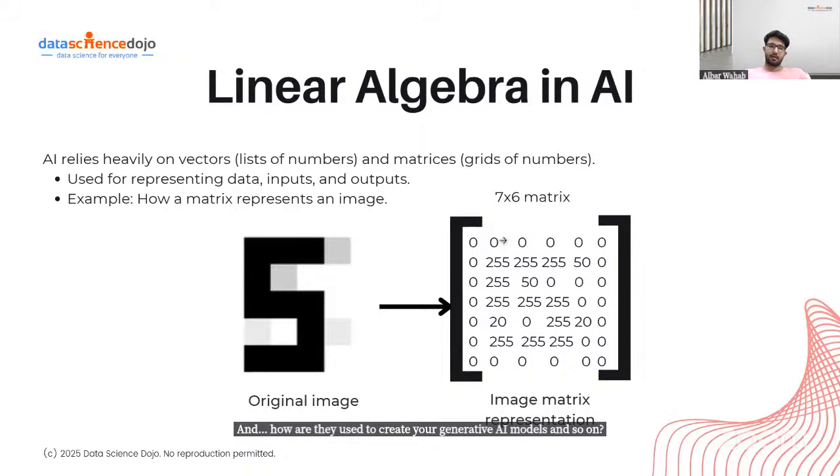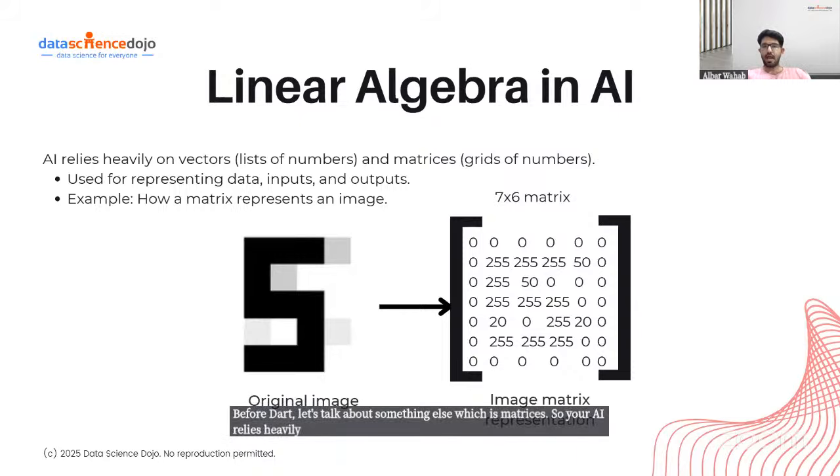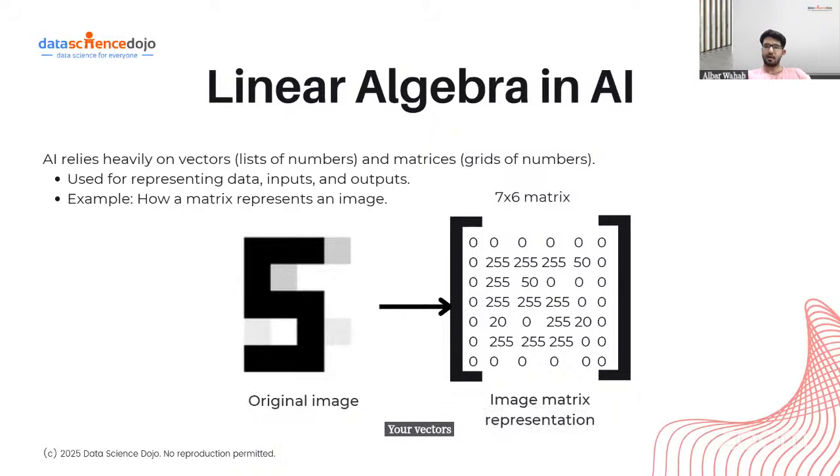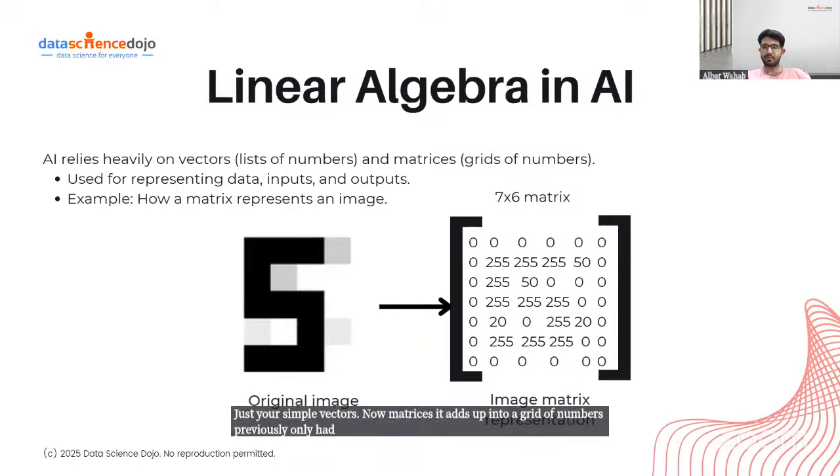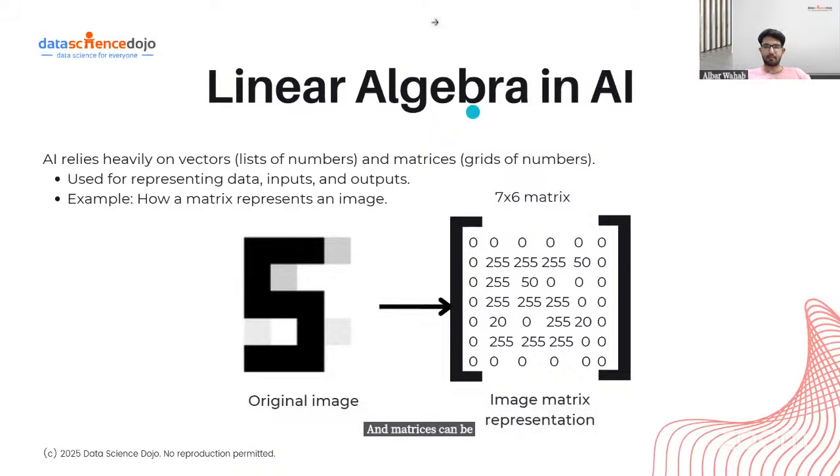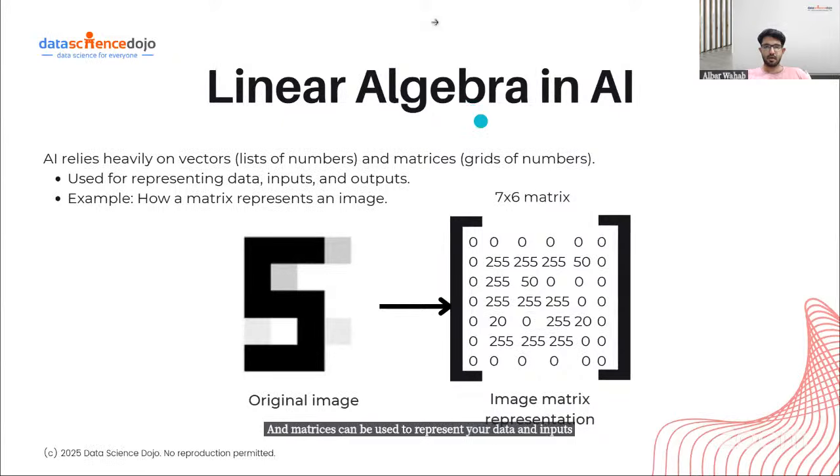Before that, let's talk about something else, which is matrices. So your AI relies heavily on vectors and also on your matrices. Your vectors were basically just your simple vectors. Now matrices add up into a grid of numbers. Previously, you only had a single list of numbers. With matrices, it's going to be a grid. And matrices can be used to represent your data and inputs and outputs.